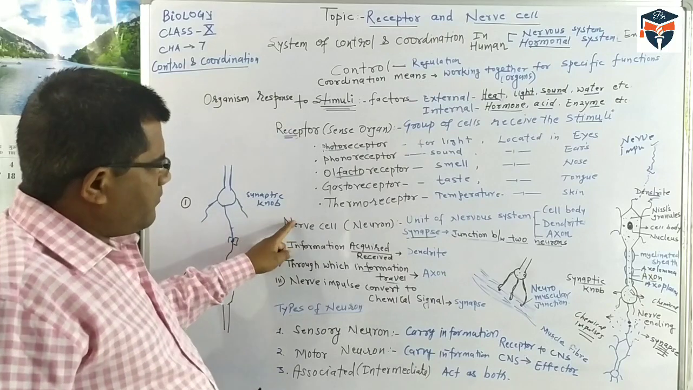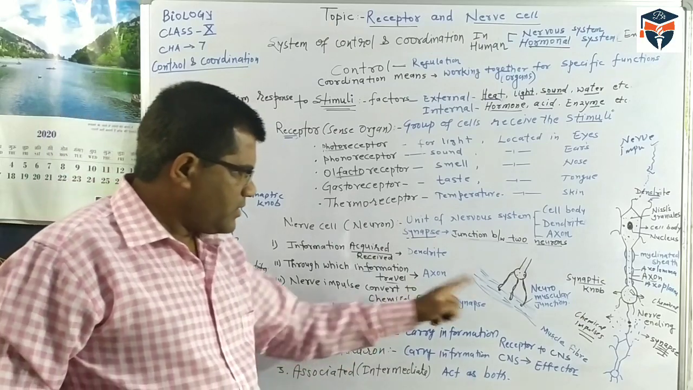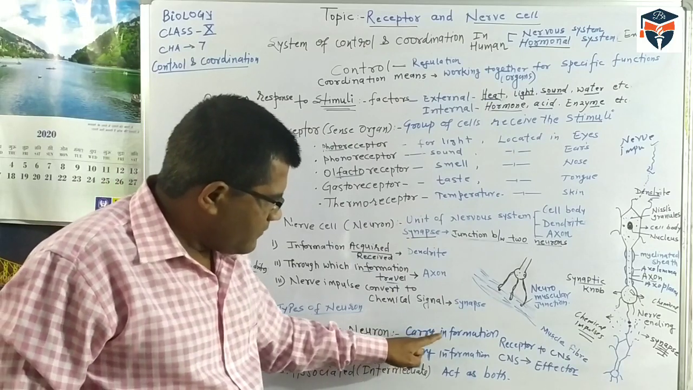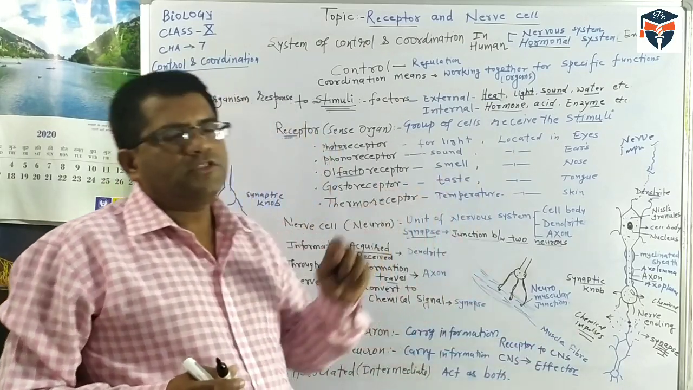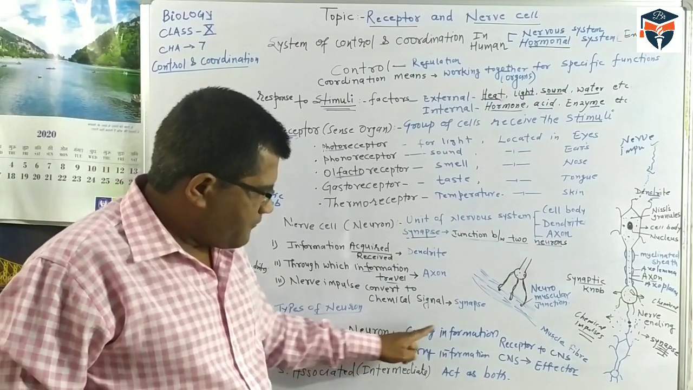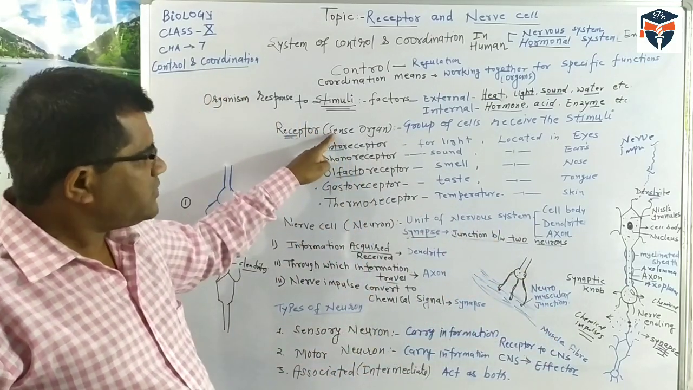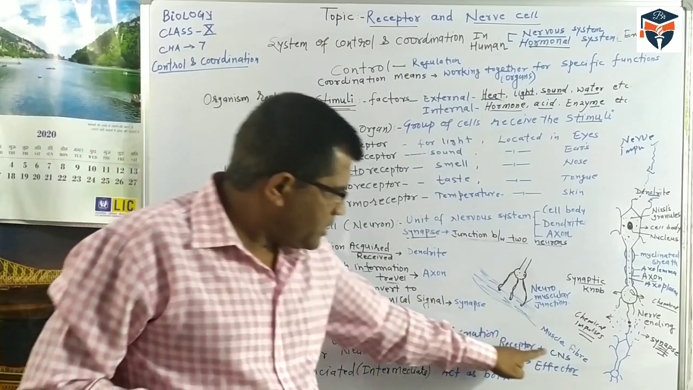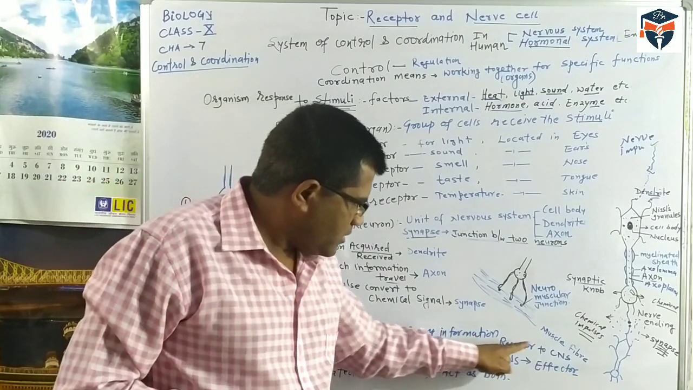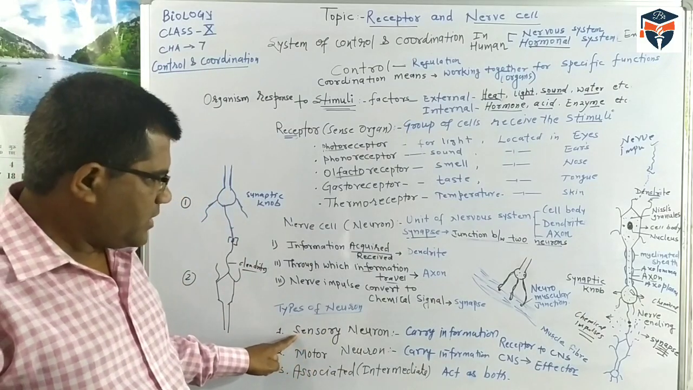As I am talking about nerves, there are three types of nerve. One is the sensory nerve. In another topic we will discuss in detail. Sensory nerves carry information from the receptor to the central nervous system, CNS. I have told you receptors are sense organs. So the CNS has two parts, brain and spinal cord. The information from receptor to brain and spinal cord is sent by the sensory neuron.